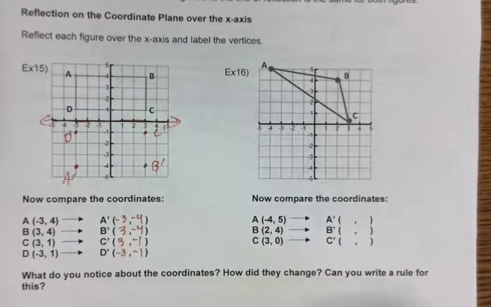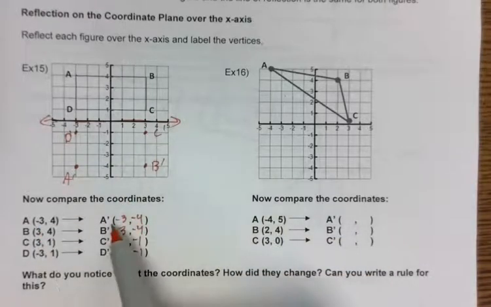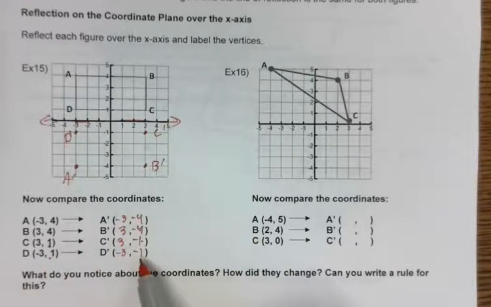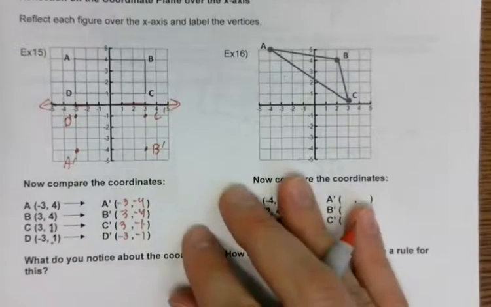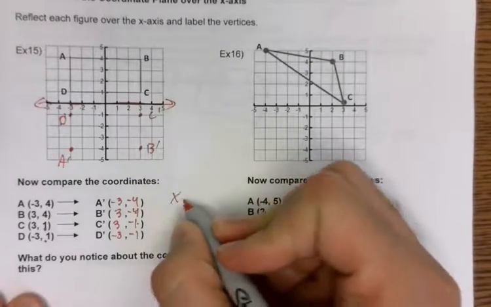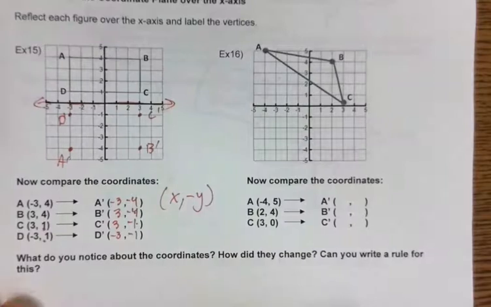What do you notice about what's happened from here to here? Well, the -3 didn't change. But notice the +4 became -4. The +4 here became -4. The 1 here became -1, and the 1 here became -1. And the rule when you're reflecting over the x-axis is this. The rule is (x, y) goes to (x, -y). Now what does that mean?